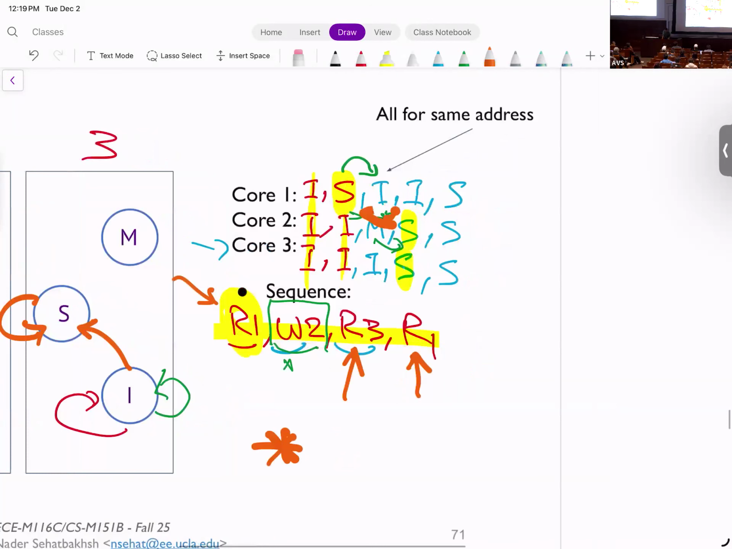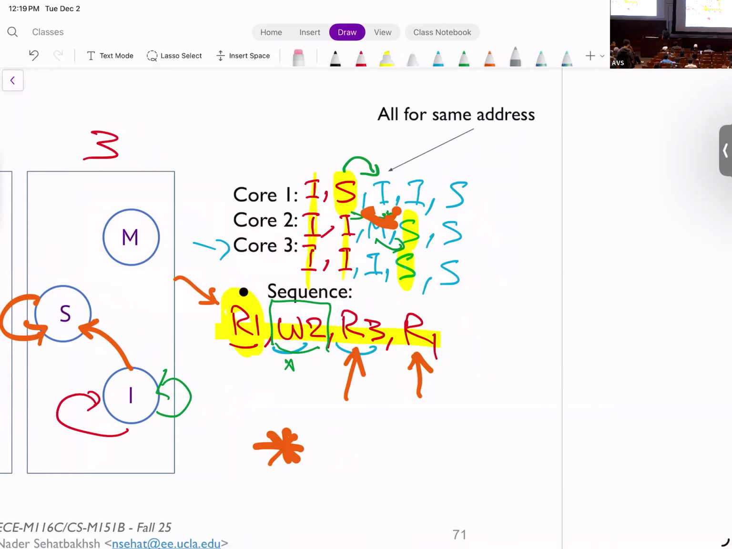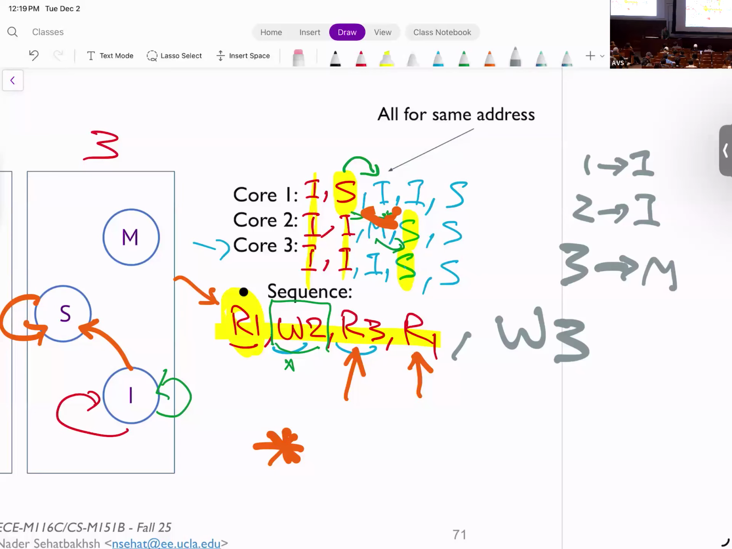So for example, here, what could happen is that if there is, let's say, write 3, both core number 1 and core number 2 will transition to the I state because they should no longer maintain the copy, and core number 3 should go to the M state. Okay, so that's how this process happens.